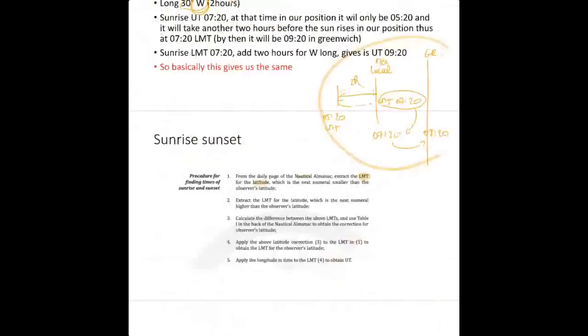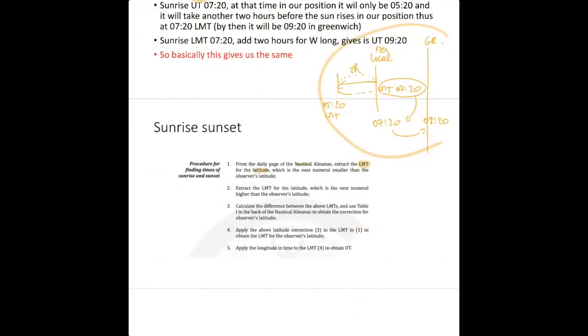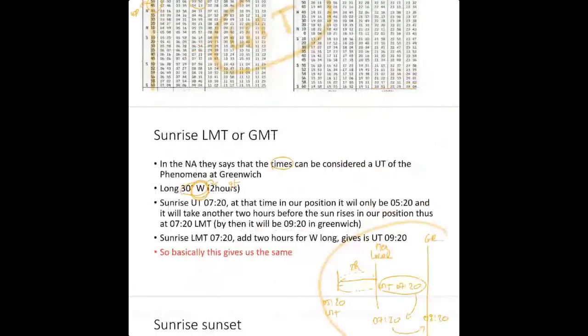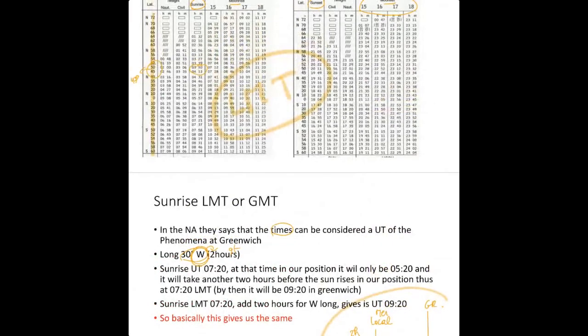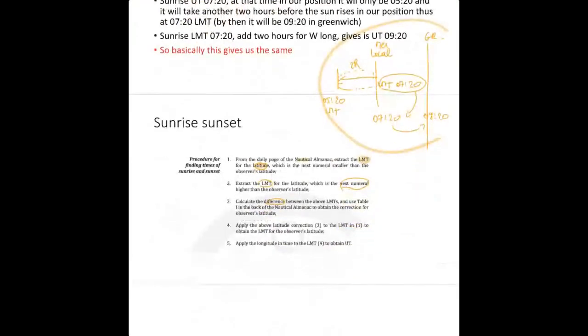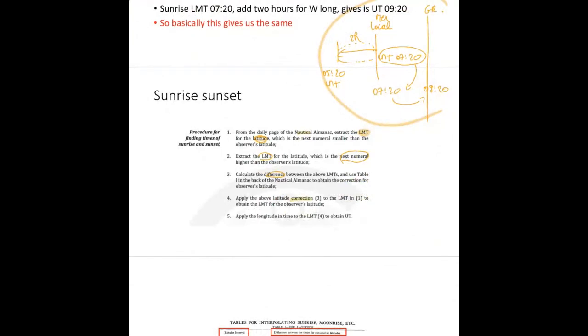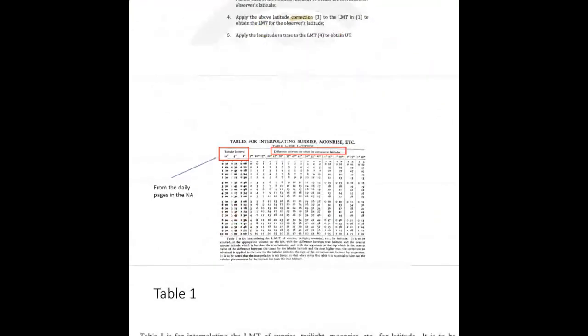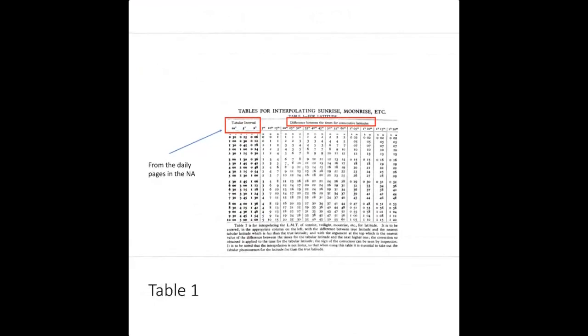So we get the LMT for the latitude which is just smaller, and then we get the LMT for the latitude which is the next one higher. Then we calculate the difference between the two LMTs, between these two values here. And with this difference, we have to apply corrections. So we have to go to the correction table, the table that you see here. And how do we use this correction table?